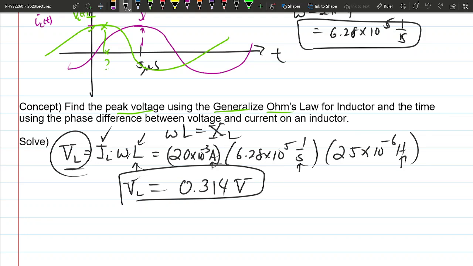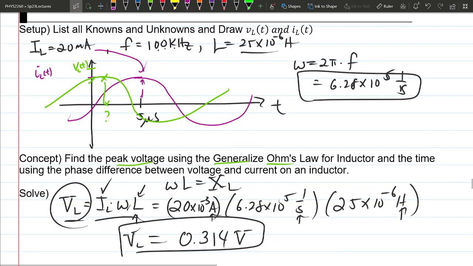So I didn't actually need to do this drawing to figure that out. I could have just applied Ohm's law. But for part B, I'm going to have to figure out that, well, if the peak value for the current happened at 5 microseconds, I expect the peak voltage to occur a little bit before 5 microseconds. In fact, in terms of the angles, how much earlier should it be, in terms of either radians or degrees? 90 degrees, right?